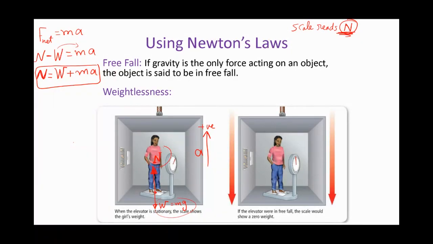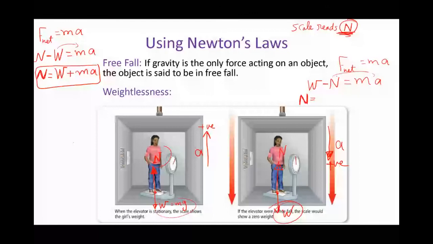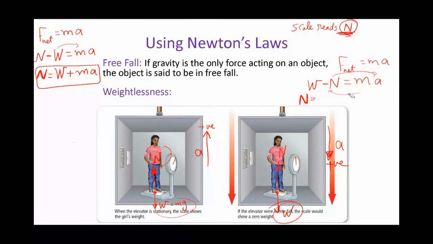What if the elevator accelerates downward? If the elevator accelerates downward, I will do the same equation. I have the weight downward and the normal force upward, but in this case the positive direction will be the downward one because of the acceleration. So I will do the same equation again: net force equals mass times acceleration. Which one is the positive? The weight, because it's downward. So the weight minus normal force equals mass times acceleration. I'm looking for the normal force, the reading of the scale. Take the normal force to the other side, positive, and the acceleration to the left-hand side, negative.